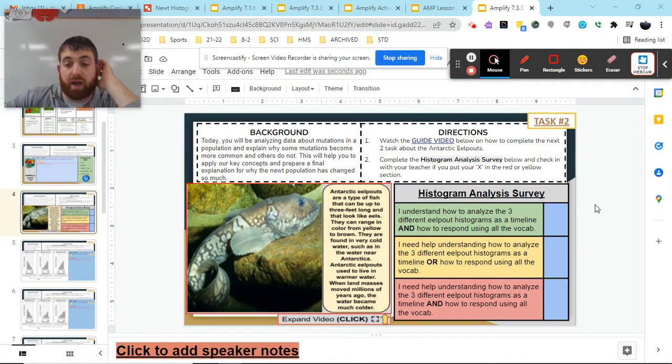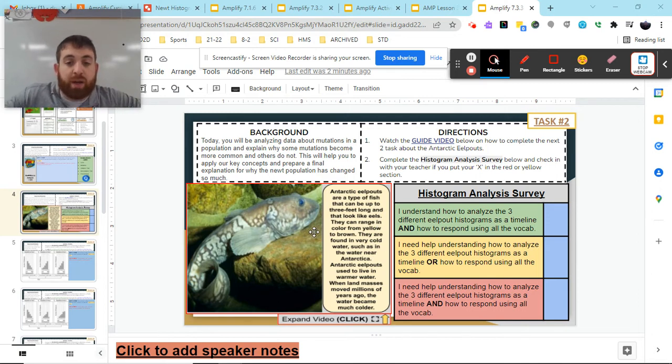Hey everybody, Mr. Regan here, and today we're going to be looking at how we're going to be analyzing some histogram data about mutations in a population that deals with these guys right here called eelpouts. And we are going to be looking to not only understand how to analyze these different eelpout histograms as a timeline, but also how to respond to an important question about why some mutations become more common than others. So we're looking to not only understand how to analyze them, but how to respond using our vocab words to whether or not certain mutations become common or not.